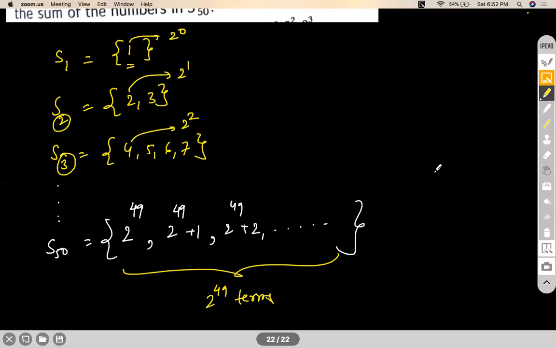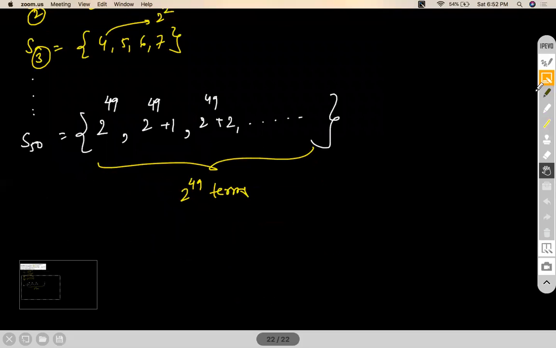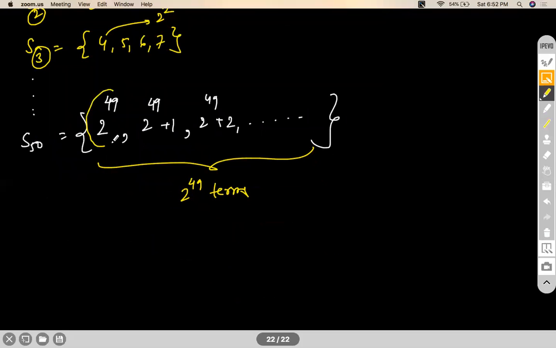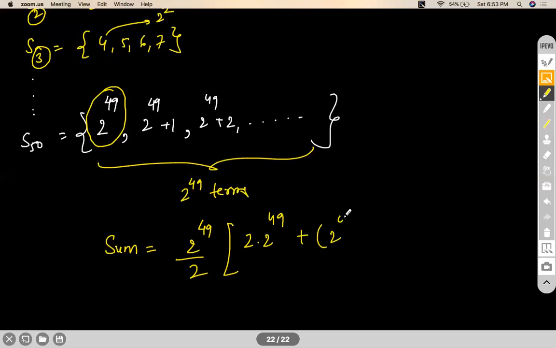Okay. So this is an arithmetic progression, so as to say, which has got first term as 2 to the power 49, common difference is 1, and the number of terms are also 2 to the power 49. So the sum will be 2 to the power 49 by 2 into twice of the first term plus total number of terms minus 1 into common difference, which is 1 here.